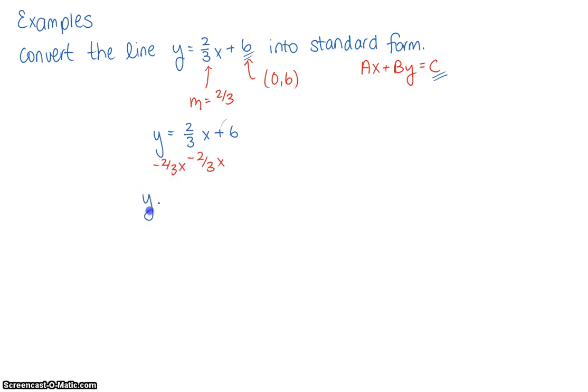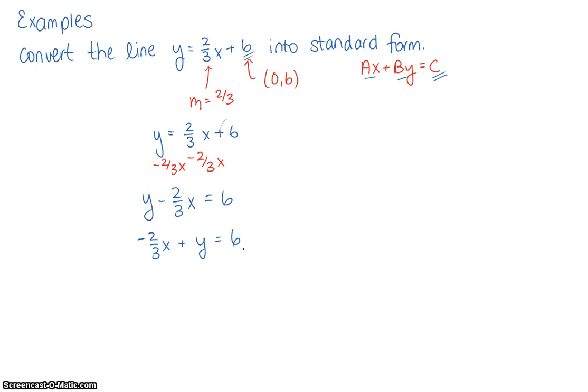Then I'll have y minus 2 over 3x equals 6. So we usually want to have our x first, our y second, so we'll just switch the order: 2 over 3x plus y equals 6. After I switch the order, now I want to eliminate the fractions.